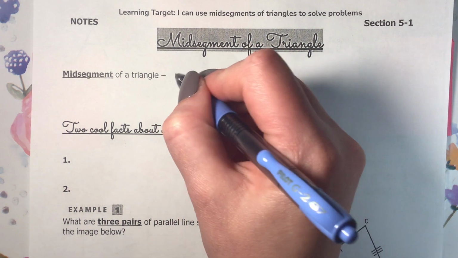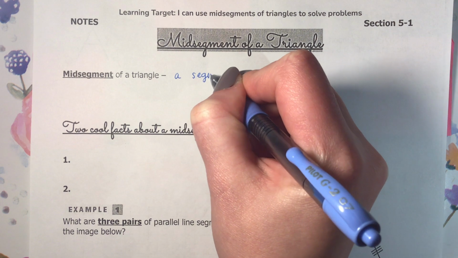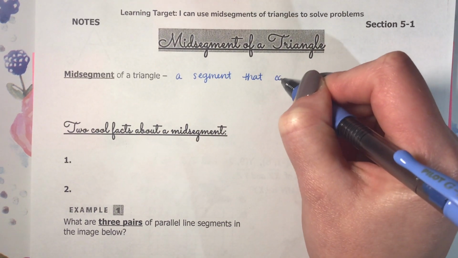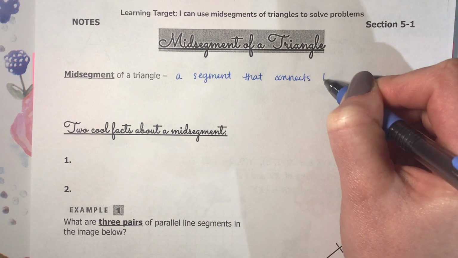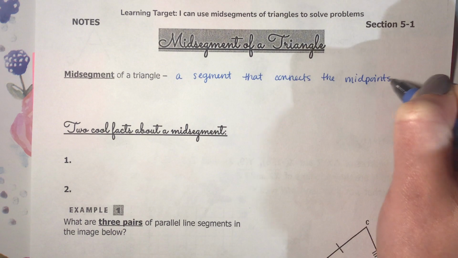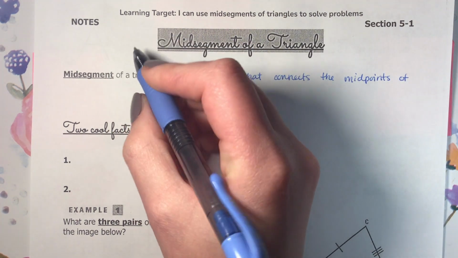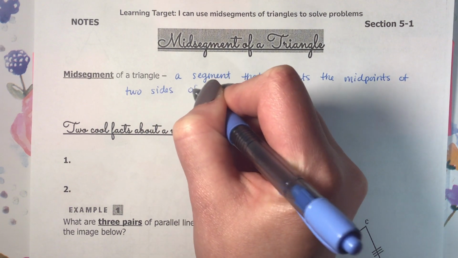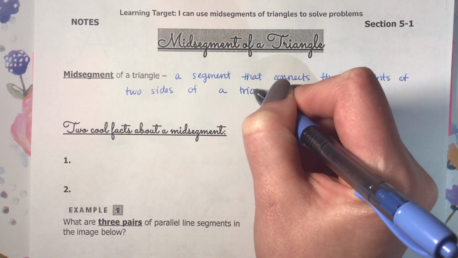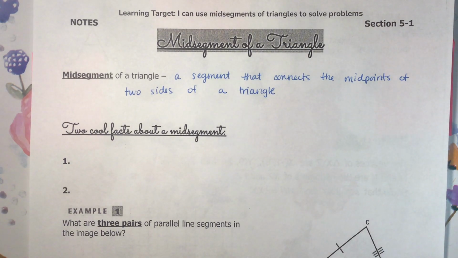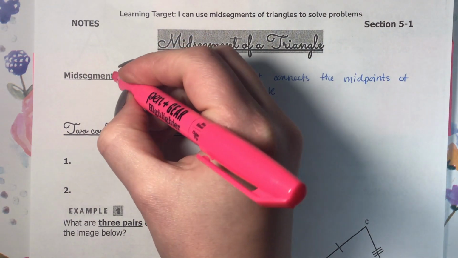A midsegment is a segment that connects the midpoints of two sides of a triangle. All right, a midsegment is a segment that connects the midpoints of two sides of a triangle.